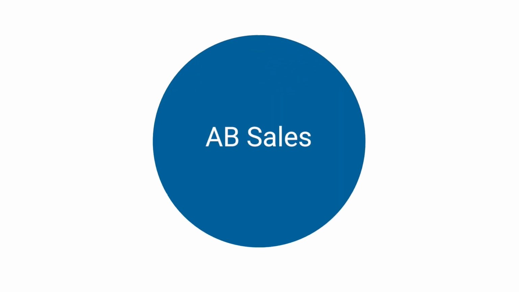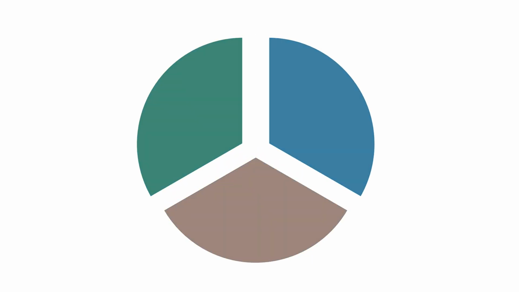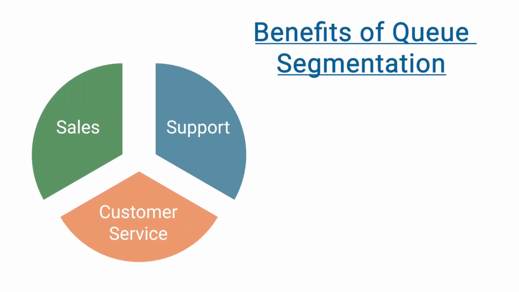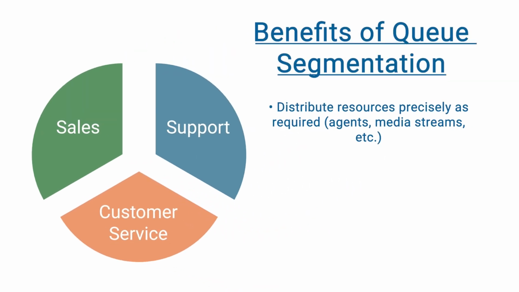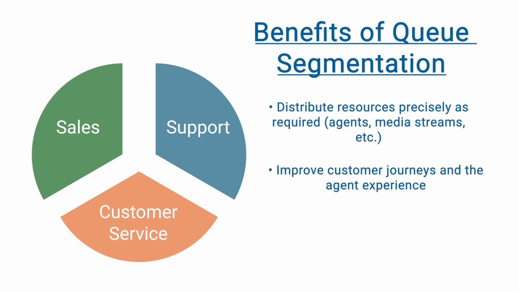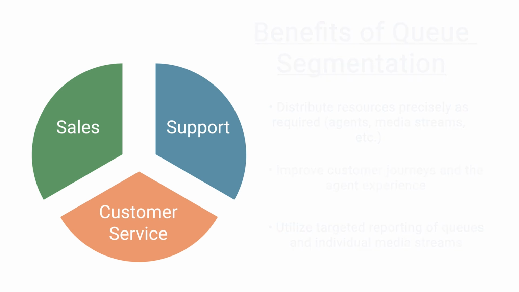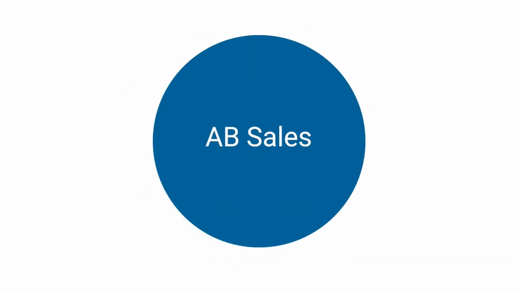In summary, queues allow businesses to segment their contact center, and in doing so, enables them to define core areas. For example, by creating queues for sales, support, and customer service, contact centers can distribute resources precisely as required, improve customer journeys and the agent experience, utilize targeted reporting on each queue, as well as the individual media streams nested within, and ultimately, provide an optimized experience for the entire contact center.